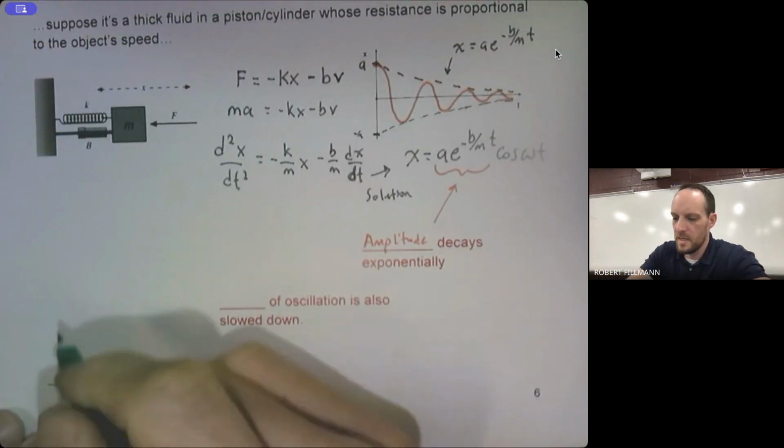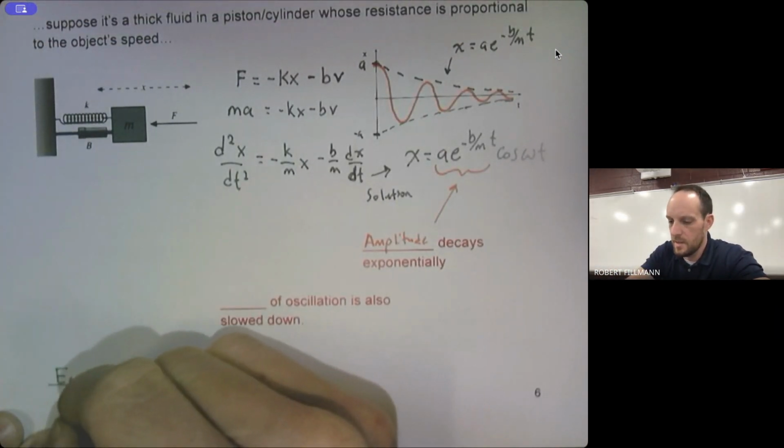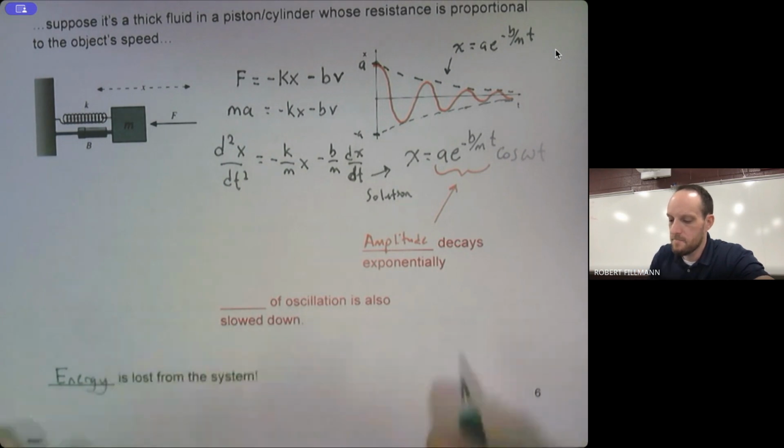So I guess the big takeaway here is that this is energy loss. We're creating heat in the damper, in the piston. And so it's taking energy away from the oscillation.